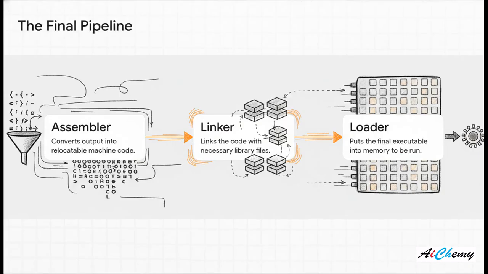So let's quickly walk through this final stretch. First, the assembler does that last little bit of translation, turning the compiler's output into pure machine code. Then the linker comes in. Think of it like a project manager, finding all the other bits of code your program needs from different libraries and stitching it all together. And finally, when you go to run the program, the loader takes that final file, puts it into the computer's memory, and basically yells at the CPU, "Hey, time to get to work."